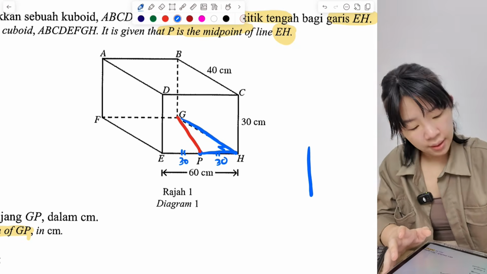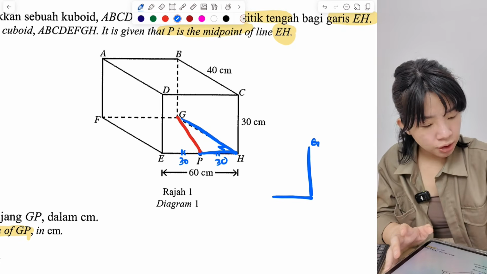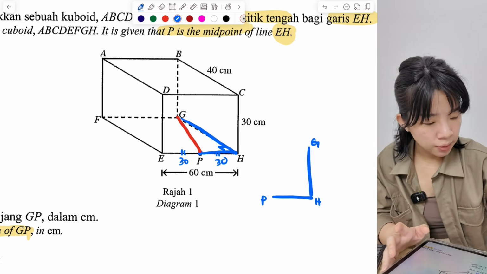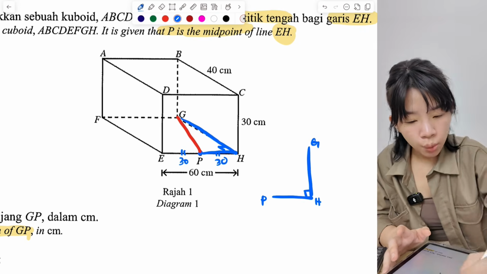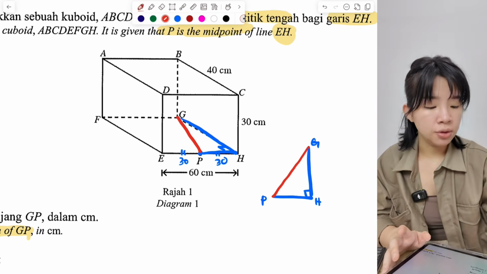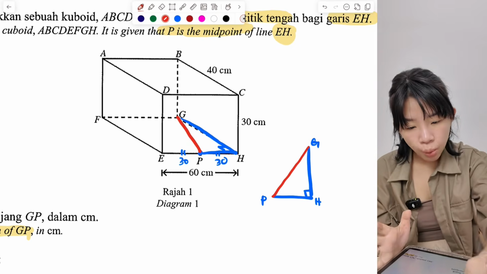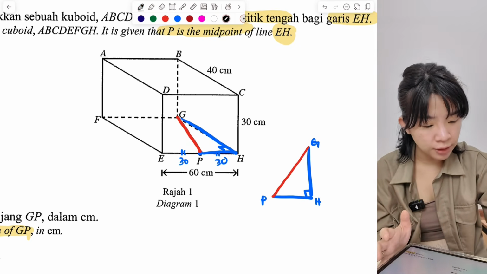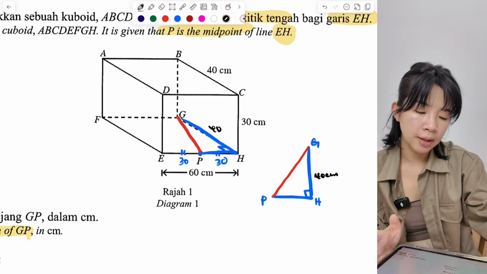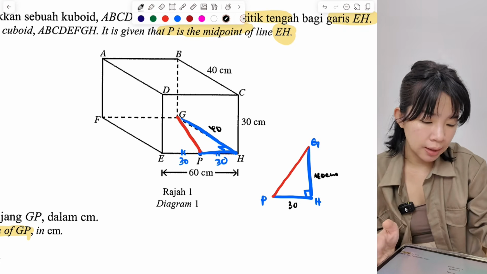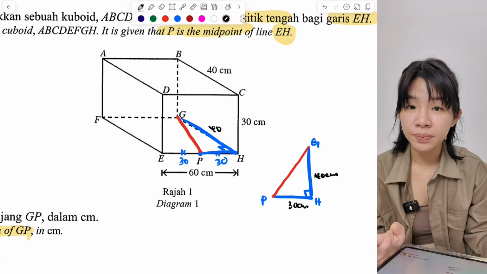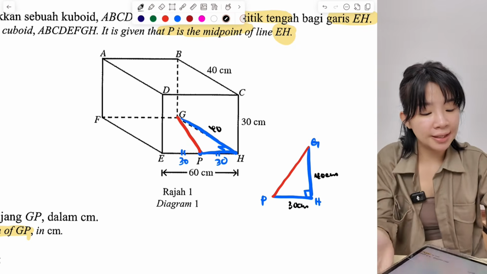Okay, if I draw it vertically, so this one G, this one H, this one P. So here 90. So we want to find the length of GP. So it is a right angle triangle. You will think of what topic? So now we have GH 40 cm. So this one 40. We have PH 30. So Pythagoras theorem.